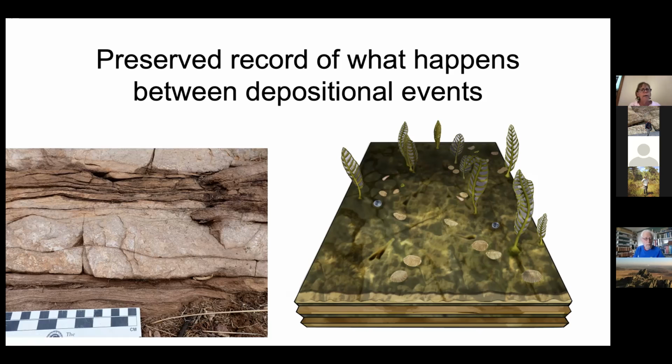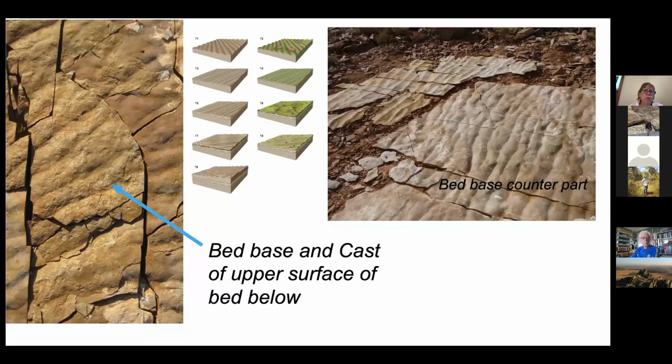What's interesting about the record where you have mats and communities preserved in situ is that we actually have a record of what happens between these depositional events. We can at least see the communities or the development of mats and get an idea of relative time between these depositional events.